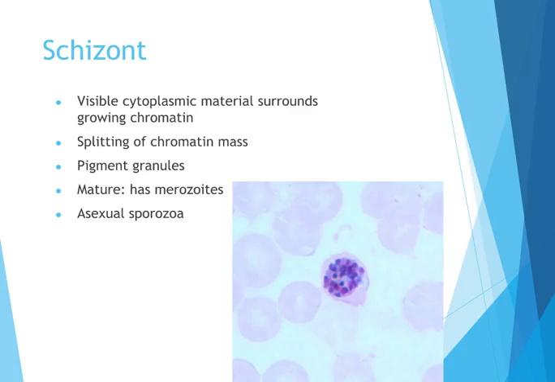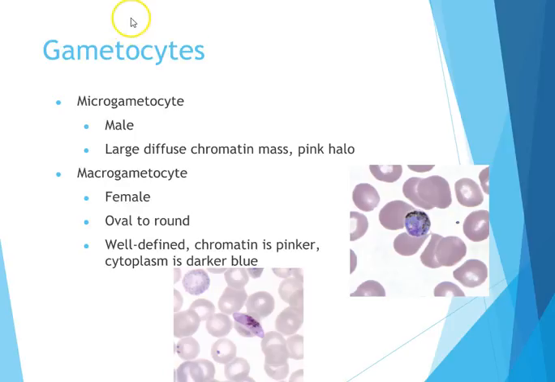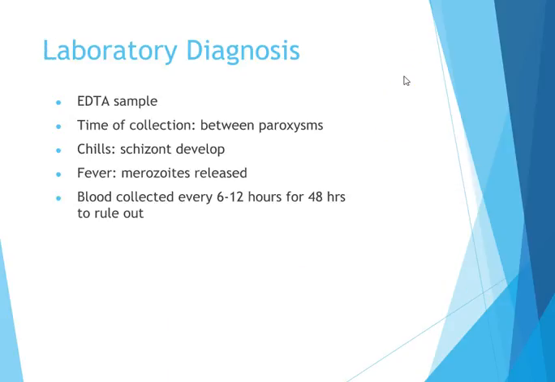The ring gets thicker. This is the schizont with the merozoites, and this is a type of asexual sporozoa, asexual replication. And then the gametocytes are sexual, and these are just two different types of gametocytes.